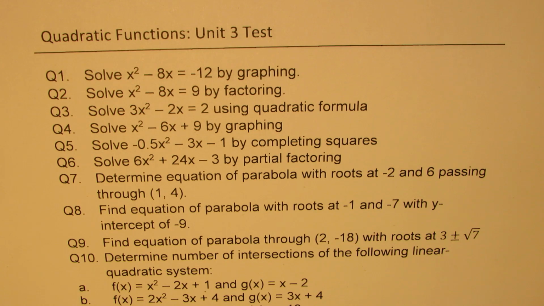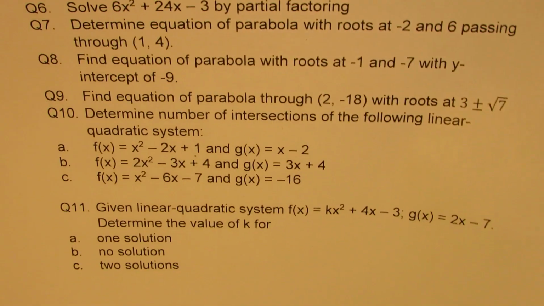Question number 10. Determine number of intersections of the following linear quadratic system. So we are given 3 different systems. And as you know, b square minus 4ac, the discriminant, is to be analyzed to figure out whether we have 1 solution, 2 solutions, or no solution, right? So when we say determine number of intersections, we don't really have to find the solution. We only find the number of solutions. Perfect? Okay, so 3 different systems are given which we will look into.